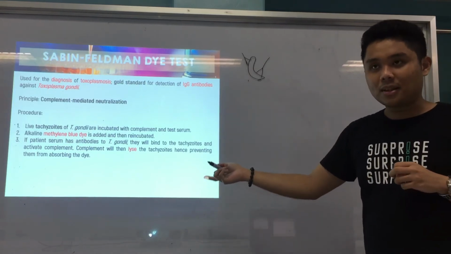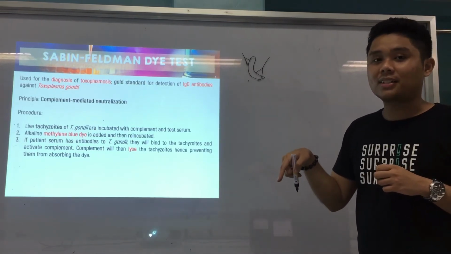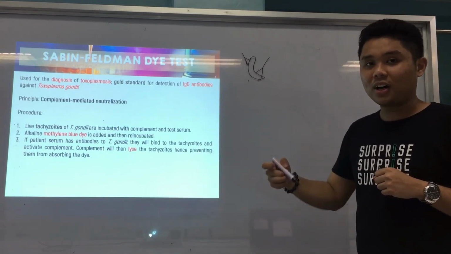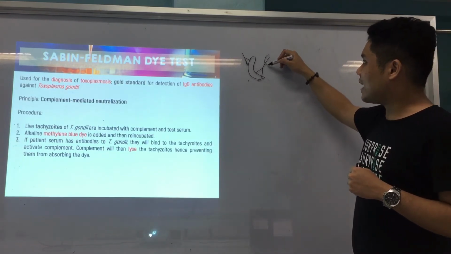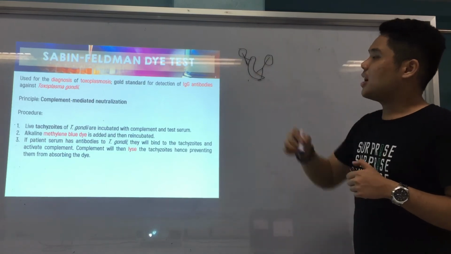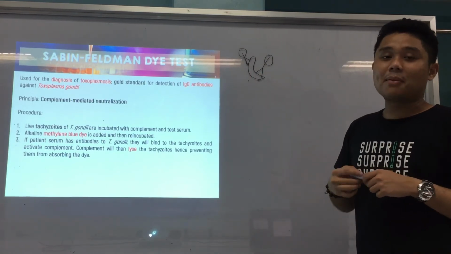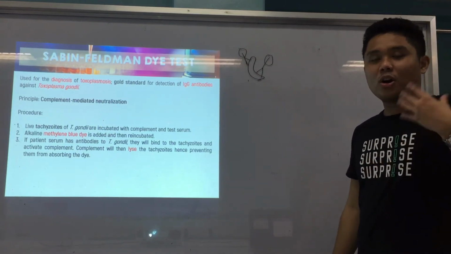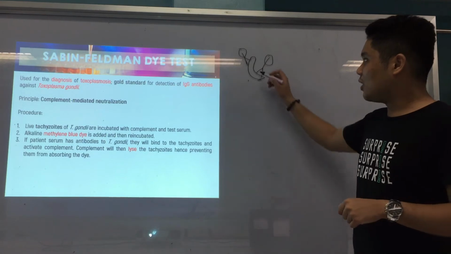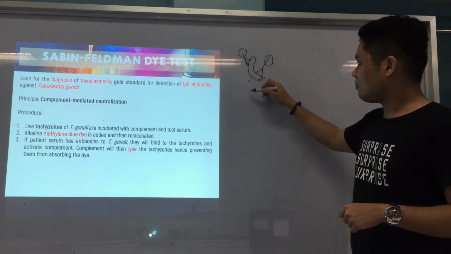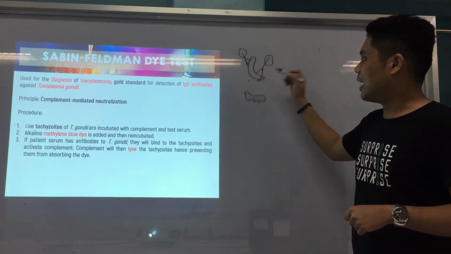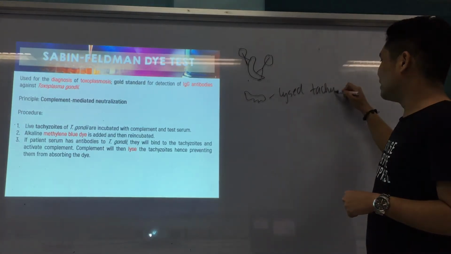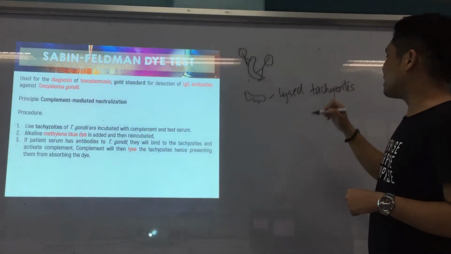Now, there is an antigen-antibody complex. Recall that there's also complement in the test system. Therefore, the complement will be activated and will bind to the antigen-antibody complex. And what happens if the complement is activated? The cell will lyse. So this is now your lysed tachyzoids, because again, the complement is activated.